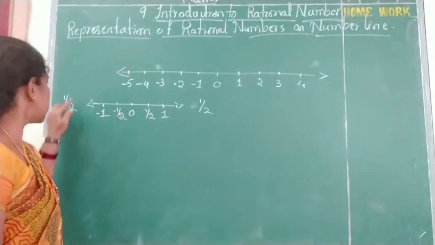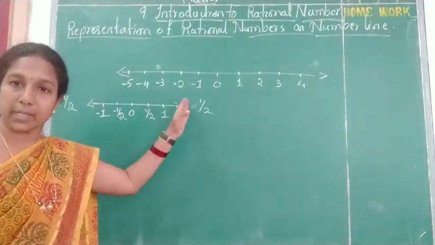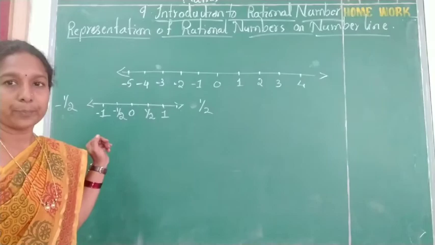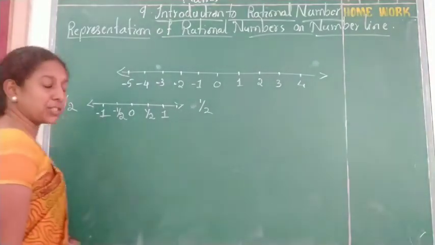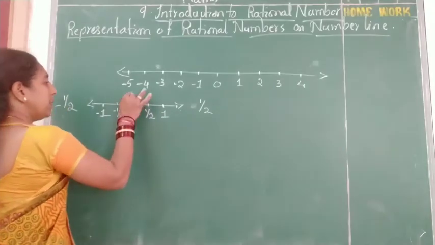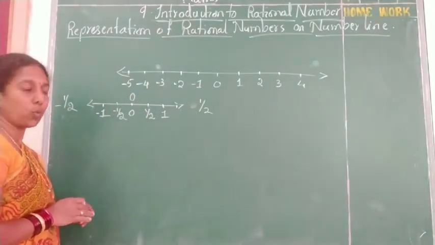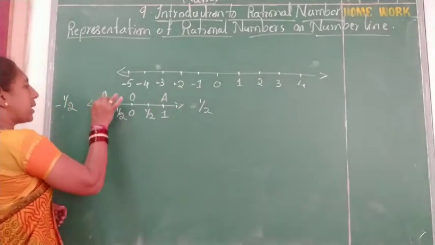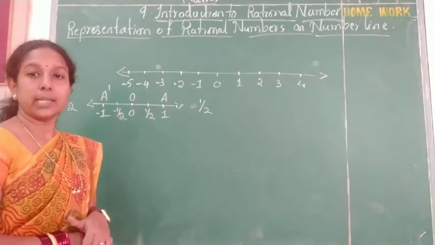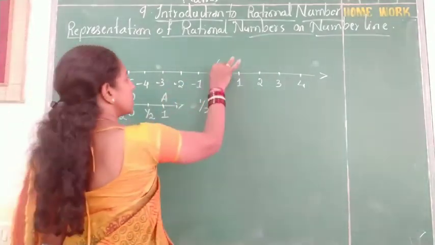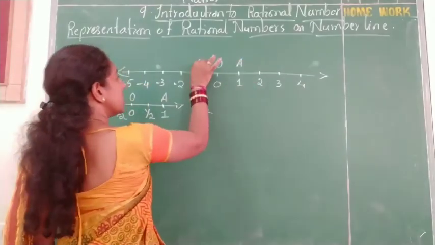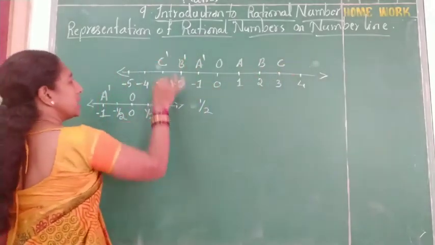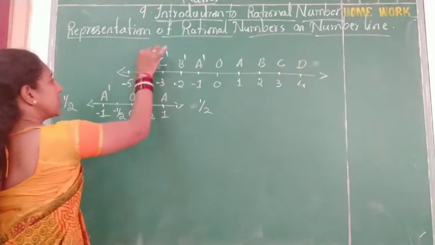If you see here one more thing, this is a proper fraction, meaning the numerator is less and the denominator is more. Whenever we are representing any fractions or any rational number on the number line, we will represent the zero point as O, and this one we will represent with a letter A, and for the negative we will write it with a dash. Here also the same. This will be O, this one is A, this is A dash, this is B, this is B dash, this is C, this is C dash, and then D, and then D dash, like this.